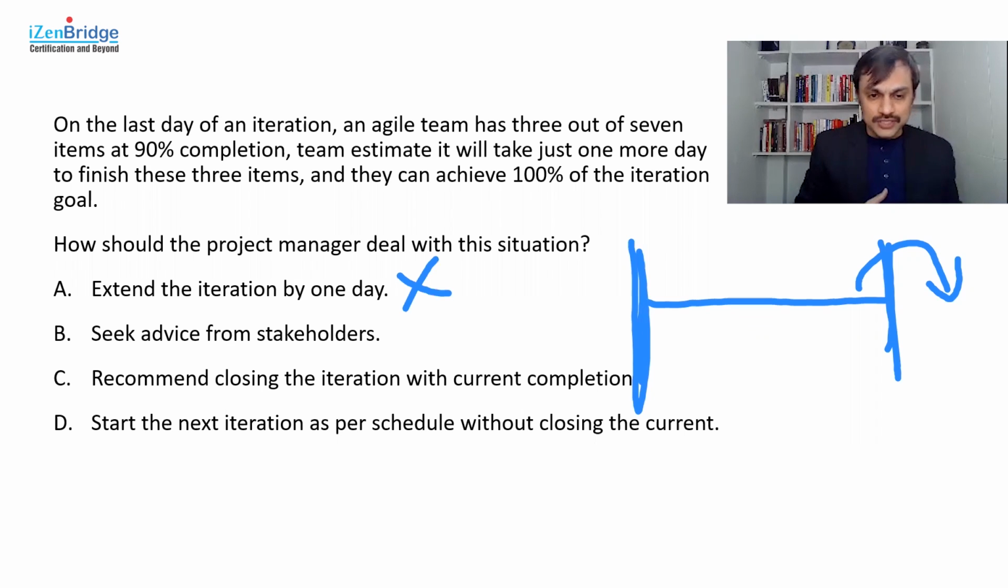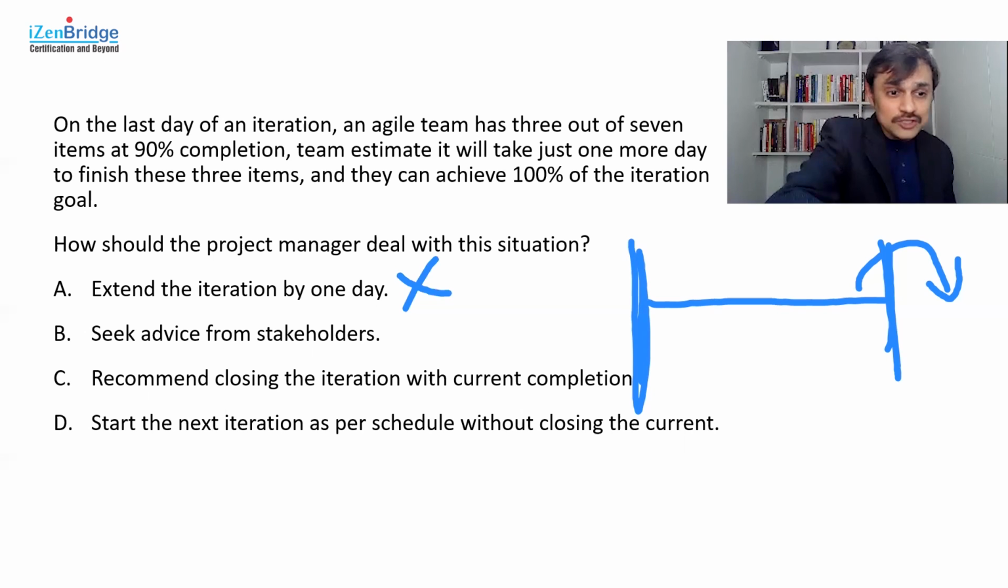Seek advice from stakeholders. Now it is like this: oh, I have a situation, I need to go to someone, say the PMO or some support person, and ask them what to do. Maybe a good idea, but why, if you can decide yourself? So we need to see what the other options are. Can I just decide based on the basic way of working we have agreed upon? So let's see option C, recommend closing the iteration with current completion.